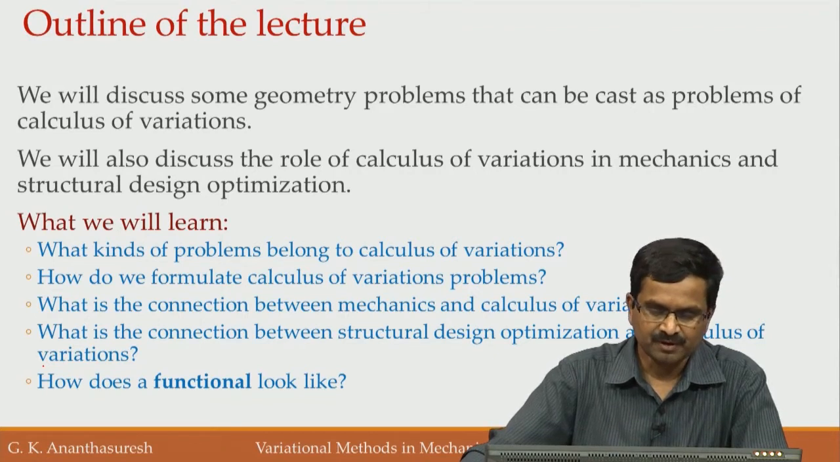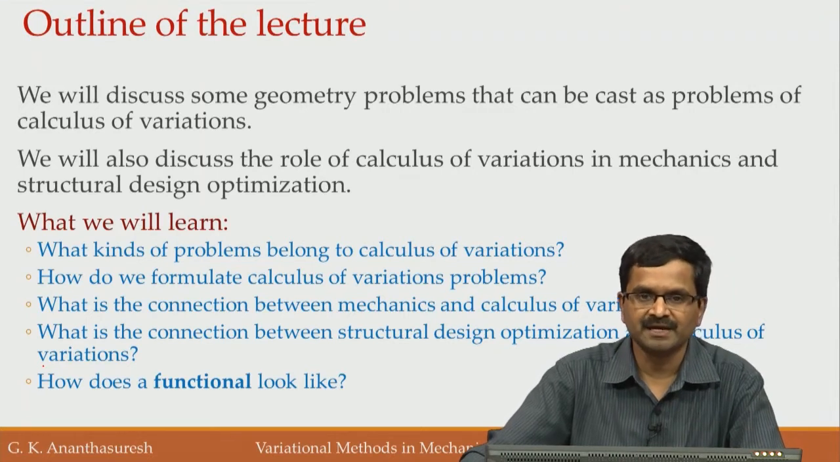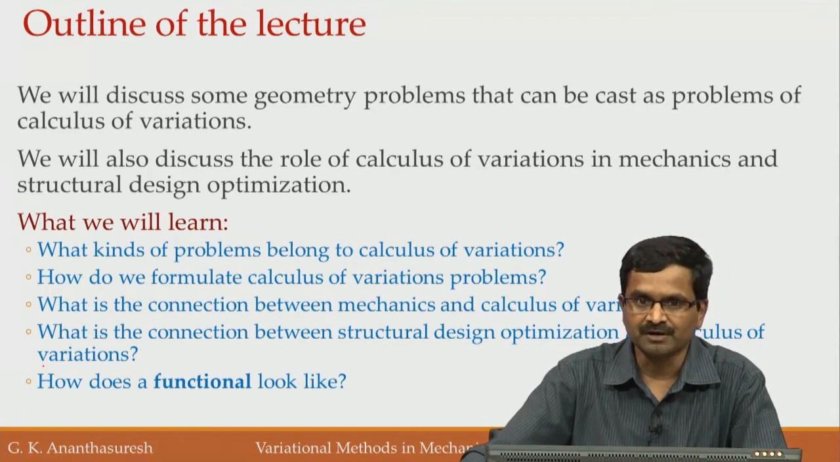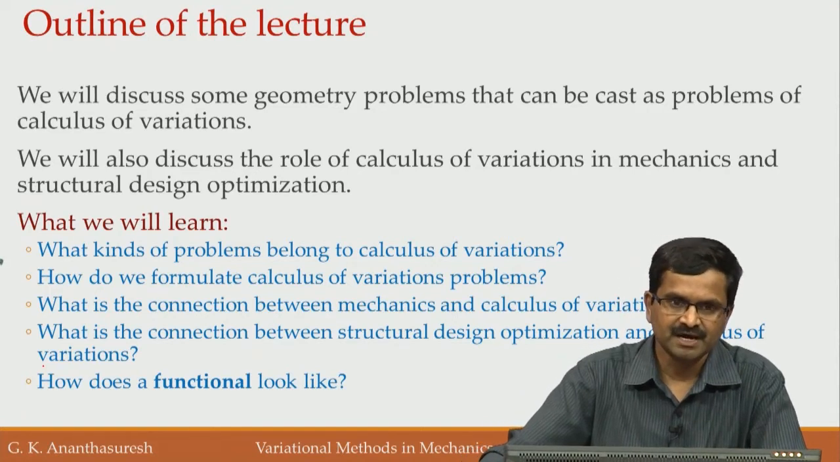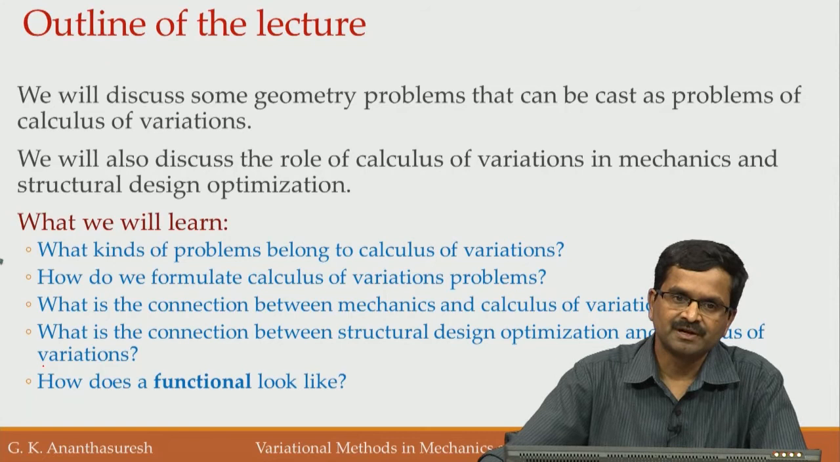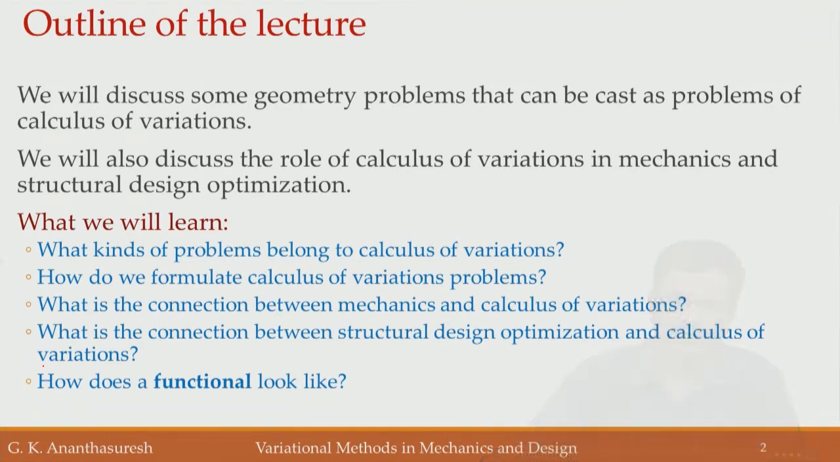And we will also look at how we can formulate them as calculus of variations problems, and look at the connection between mechanics and calculus of variations, historically how the field of mechanics evolved or co-evolved with calculus of variations, and then look at the connection between structural design optimization and calculus of variations. And in all of this we will learn one thing, which is about a functional. We used that word in the last lecture also. Today we look at a number of functionals so that we know what a functional looks like.